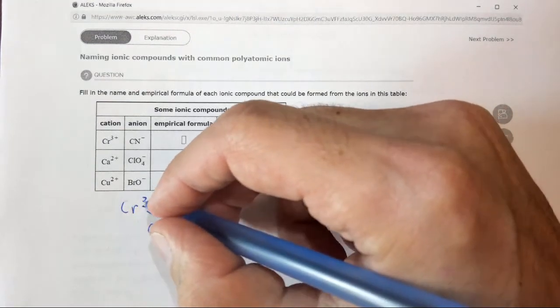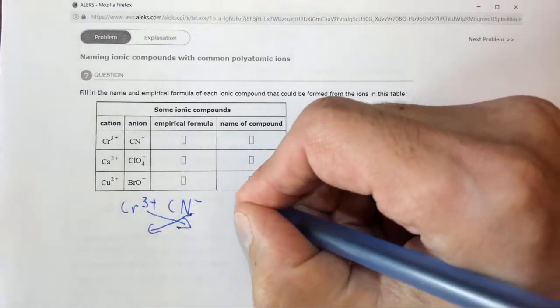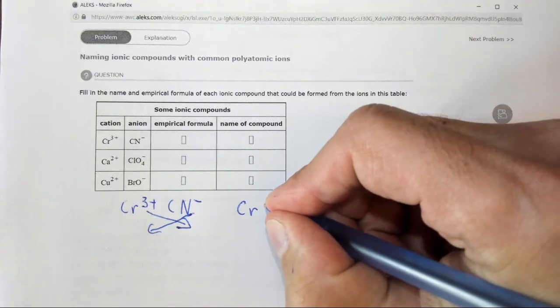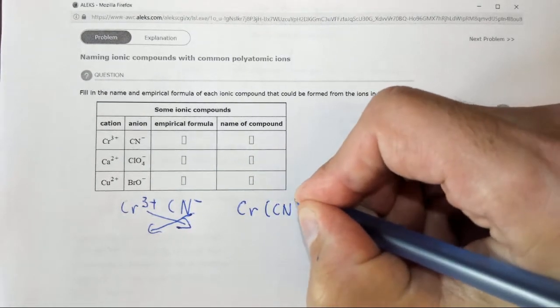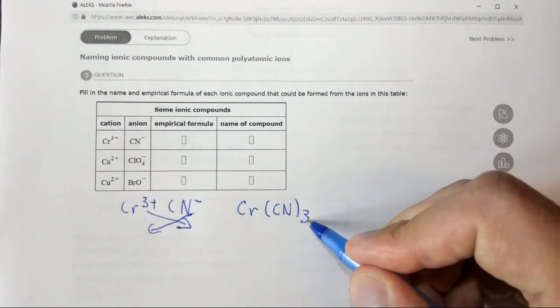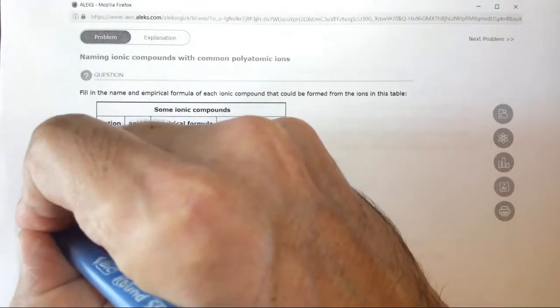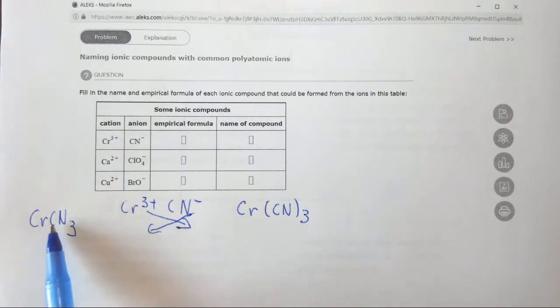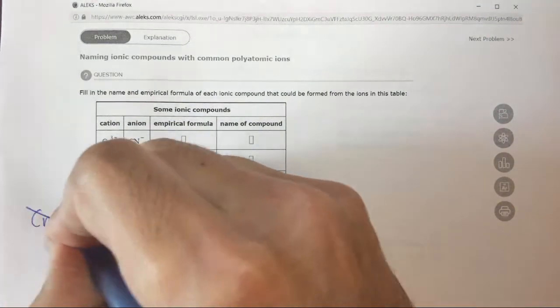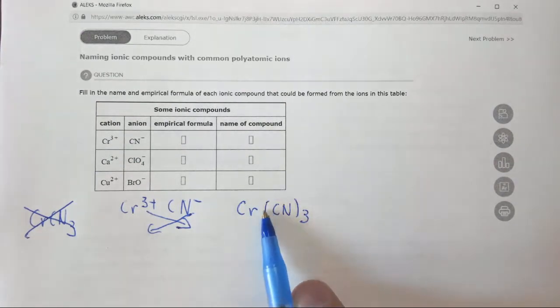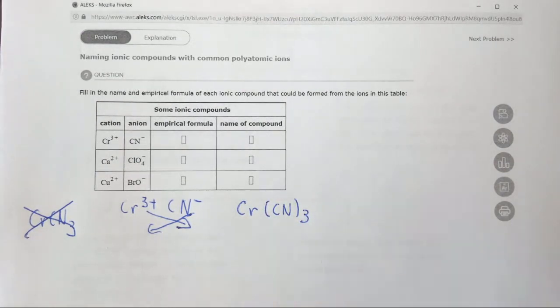So we bring Cr, we bring the 1 down, so just Cr. And then for CN, we need 3 of them. The small difference is we put the cyanide in parentheses before we put the 3 to say we need 3 cyanides. We would not want to write this as CrCN3 because this means a chromium, a carbon, and 3 nitrogens. That's not what we mean. What we mean is a chromium and 3 cyanides. So we do need to put the polyatomic ion in parentheses.